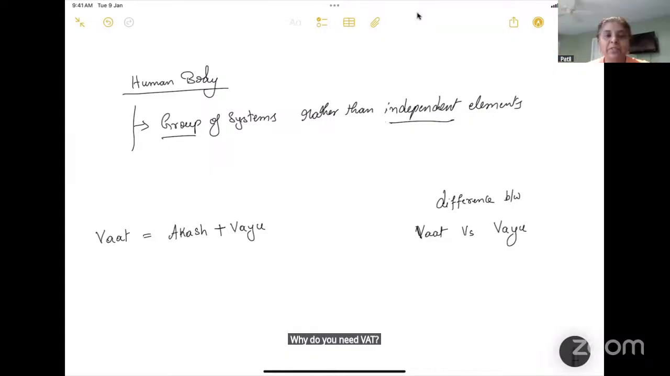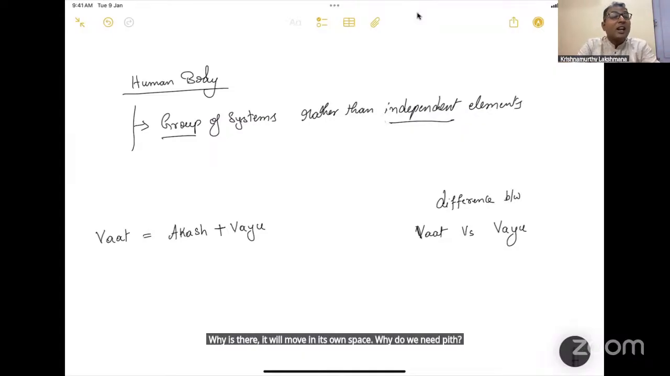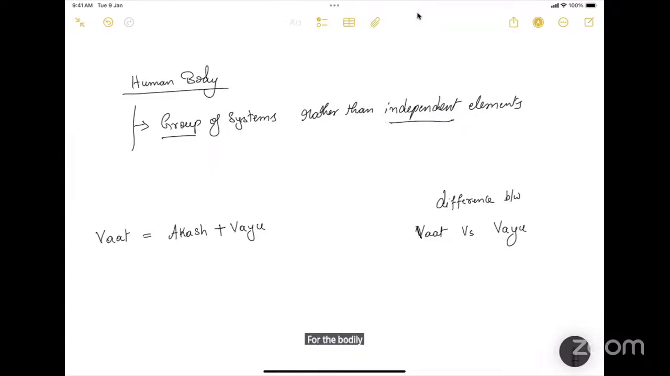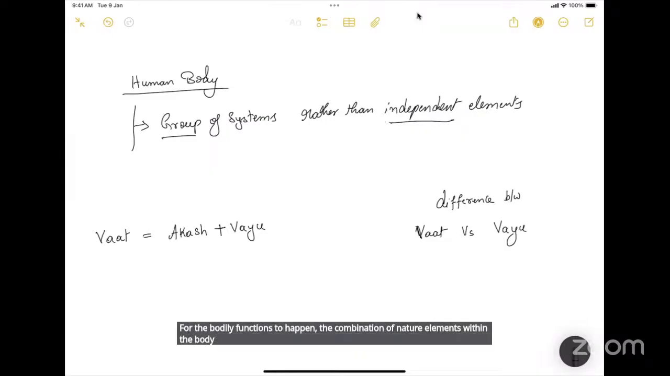Why? You need space for the air to move, for the air to expand. Both of them are there. Why do you need this Vat separately? Vayu is there, it will move in its own space. Why do you need Pith? When Agni is there, Jal is there, why do you need it? For the bodily functions to happen, the combination of nature elements within the body gives rise to these three doshas.